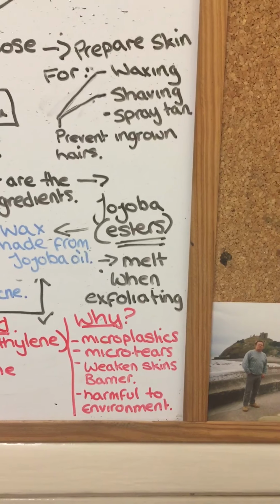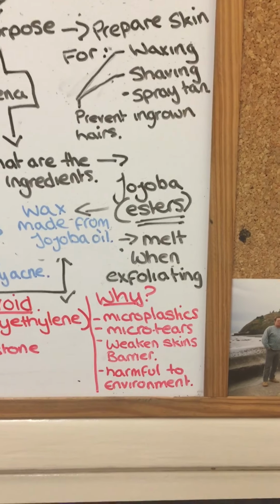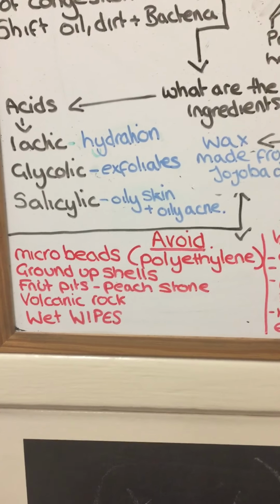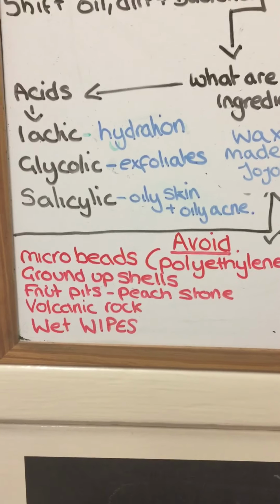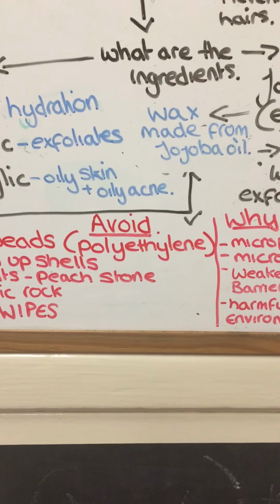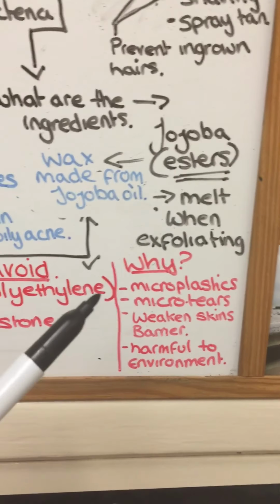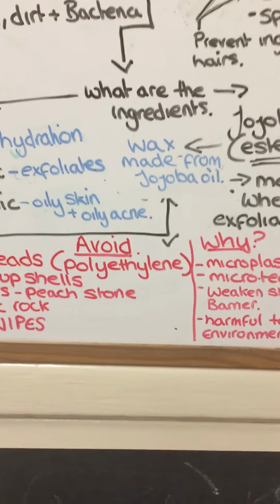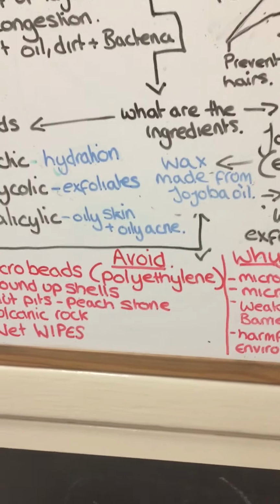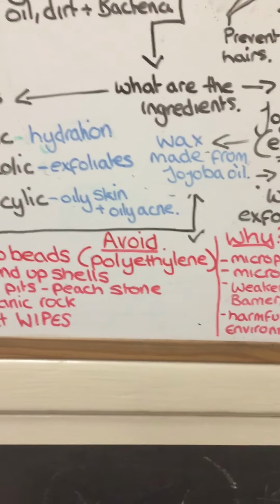There are some that claim they are jojoba beads, but these are the ones you need to avoid. Sometimes they're called jojoba beads and in actual fact they're microplastics, or on your ingredients list it will say polyethylene. So these are micro beads, which are microplastics. It's just plastic in a bottle with some gel or cream. You need to avoid these, and I'll tell you why in a minute.